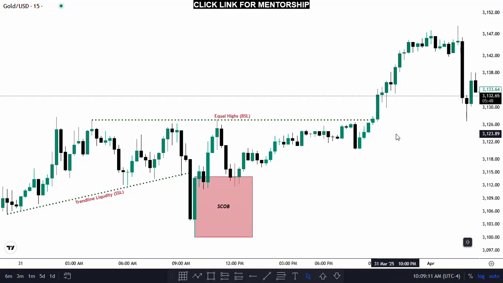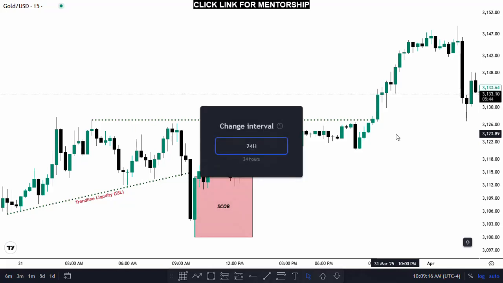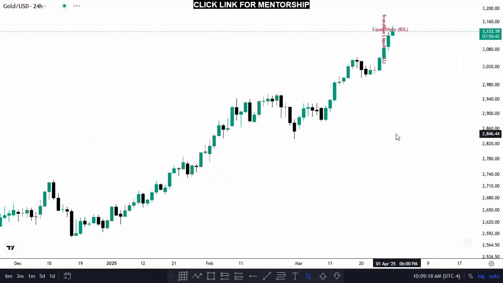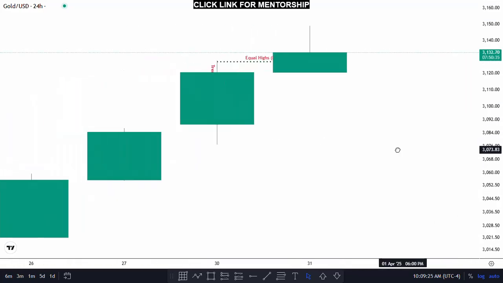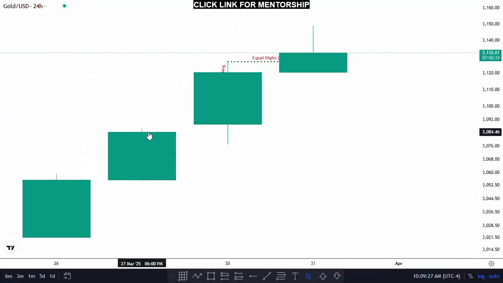So this is just a bonus tip. When you go to the daily time frame, you can see price was in a bullish bias because this closed above the previous candle's high. Now when you look at where those equal highs were, they were just right there, on that high right there.